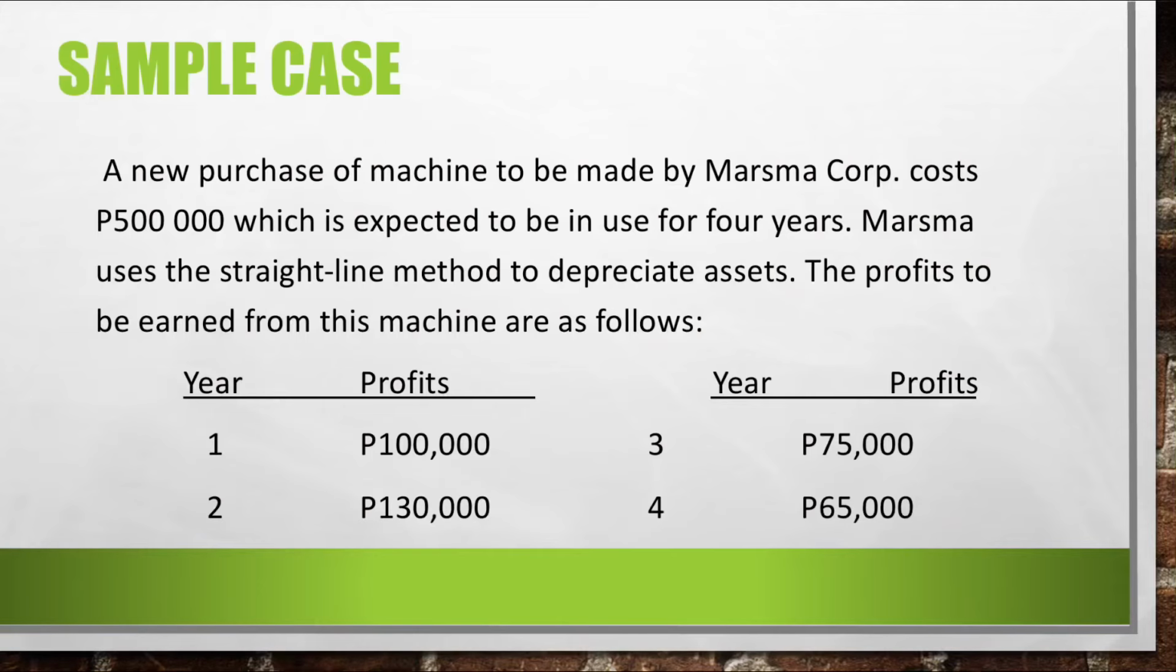For the calculation of the payback period, as well as the interpretation, let us proceed to the next sample case. A new purchase of machine to be made by Marsma Corporation cost 500,000, which is expected to be in use for 4 years. Marsma uses the straight line method to depreciate assets. The profits to be earned from this machine are as follows. Year 1, 100,000. Year 2, 130,000. Year 3, 75,000. And year 4, 65,000.